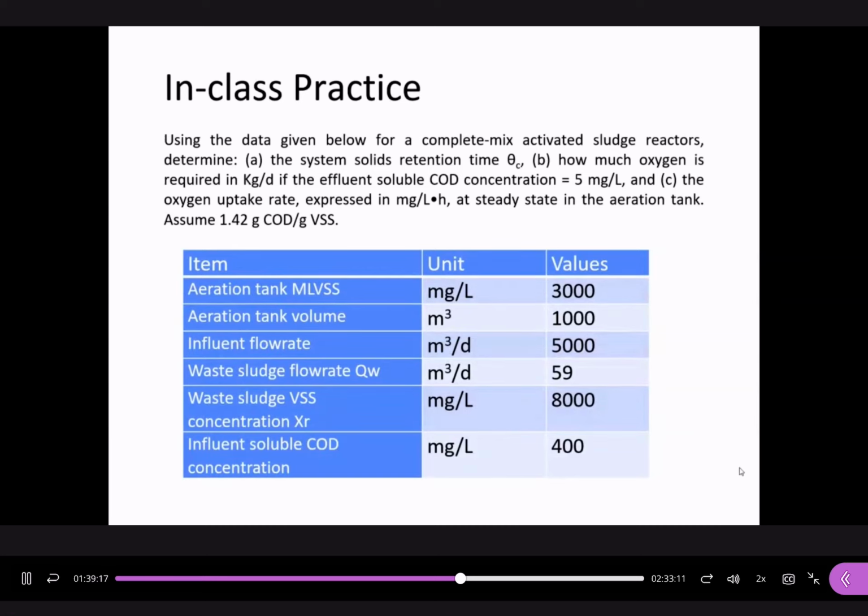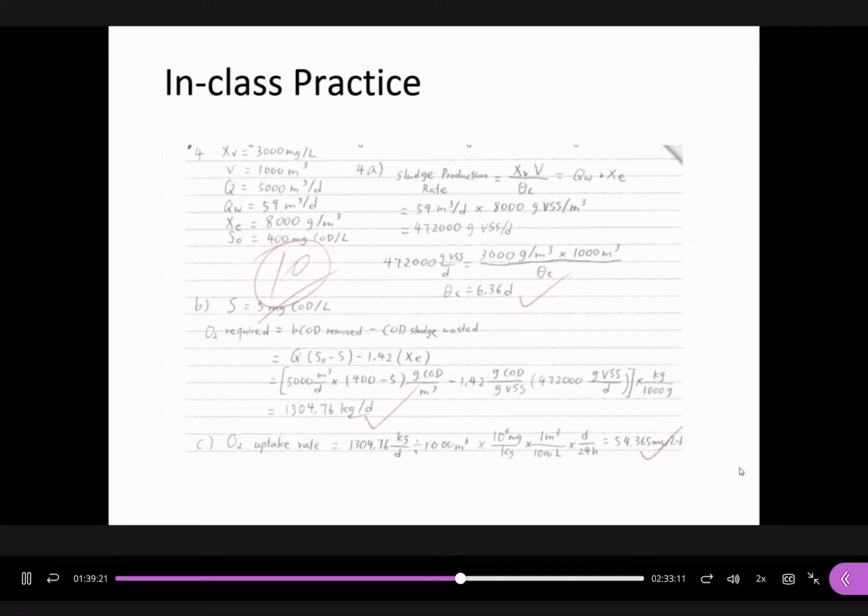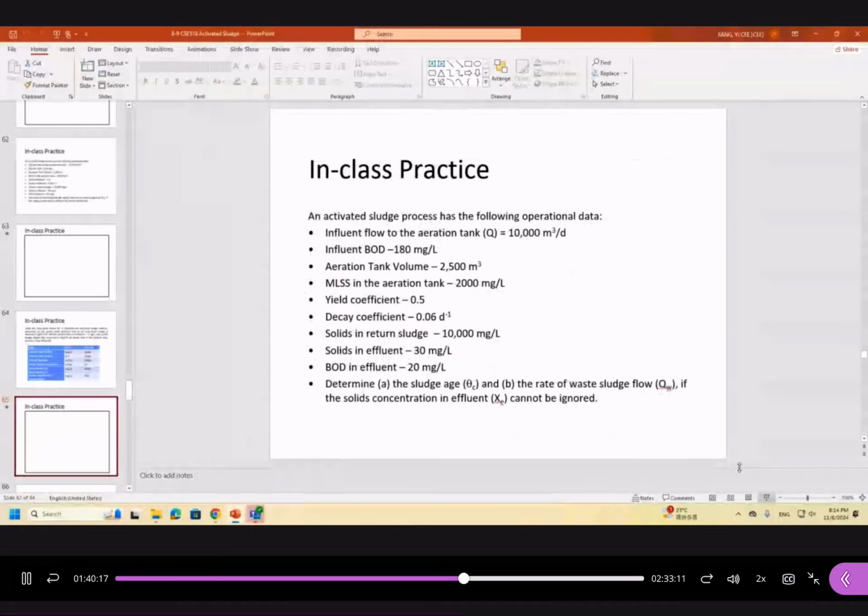All right. So the first, right? XV times V divided by QW XR. Should be XR, not XE. Right? So that's the definition of theta C. Definition of theta C, 6.36 day. Okay, ignore problem B and C.